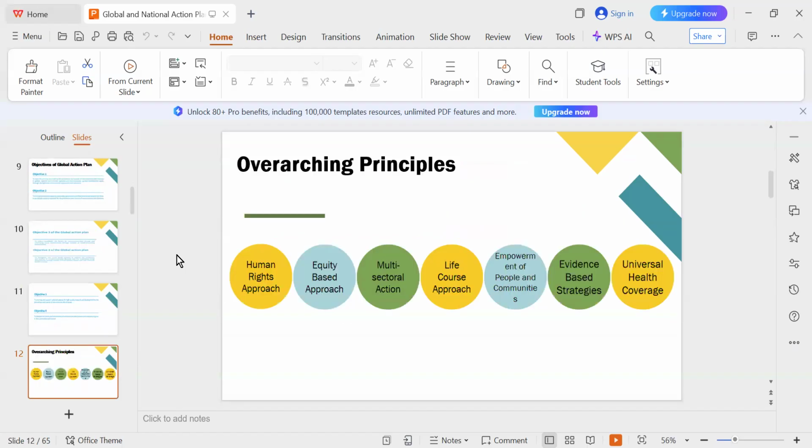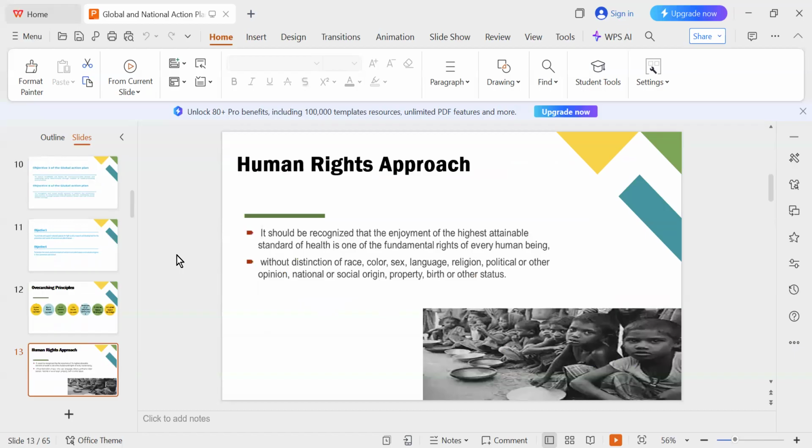There are 7 overarching principles that include human rights approach, equity-based approach, multi-sectoral action, life course approach, empowerment of people and communities, evidence-based strategies, and then universal health coverage. One by one, we will discuss all of these. So starting from human rights approach.